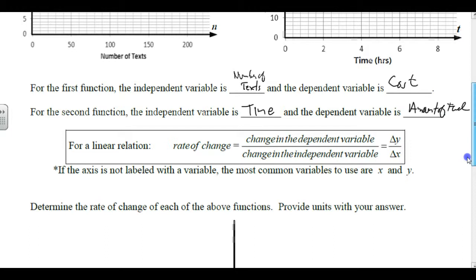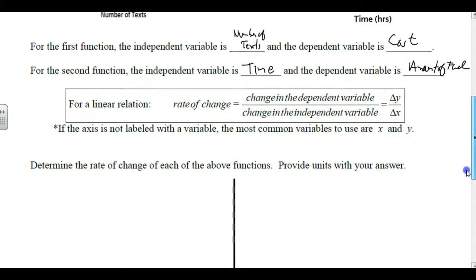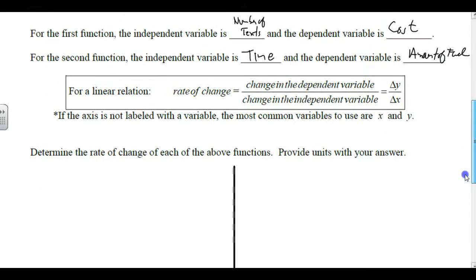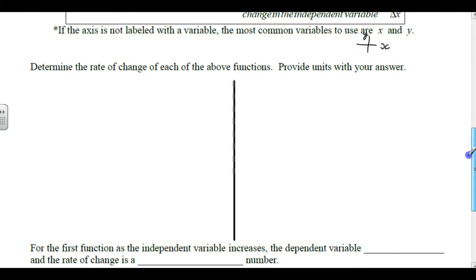For a linear relation, the rate of change is the change in the dependent variable over the change in the independent variable, which we have specified as delta y over delta x. If the axis is not labeled with a variable, the most common variables to use are x and y. Determine the rate of change of each of the above functions and provide units with your answer.